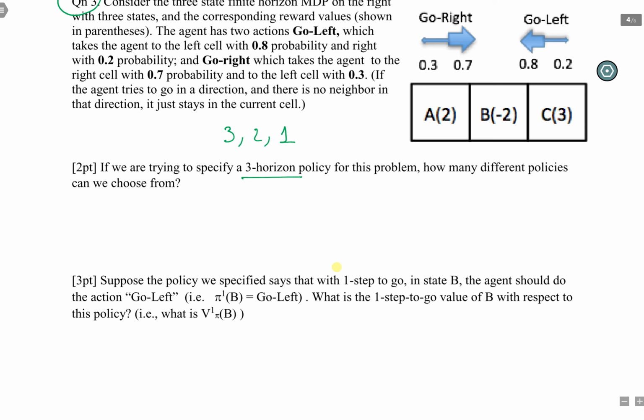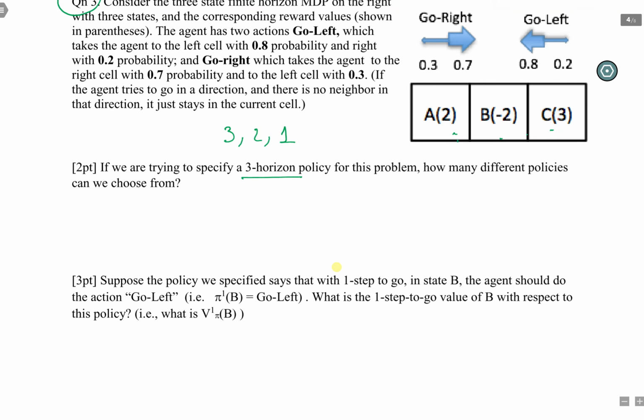With 0 steps to go, essentially there is no action to make, so you don't count that. In essence you need to say what action to do in each of these states A, B, C in 3 different scenarios. Scenario 1 where there are 3 steps to go, scenario 2 there are 2 steps to go, scenario 3 there is 1 step to go. Now consider any one of them. Let's say the scenario where you have 3 steps to go.